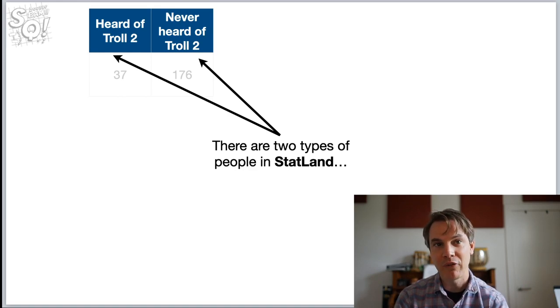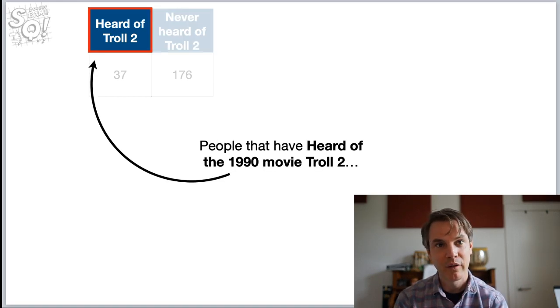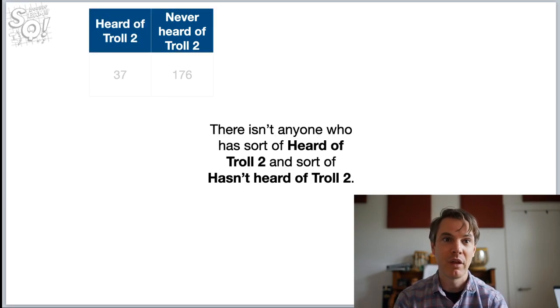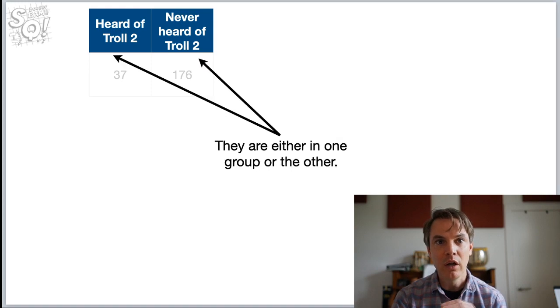There are two types of people in Statland. People that have heard of the 1990 terrible movie Troll 2, and people who have never heard of Troll 2. There isn't anyone who's sort of heard of Troll 2 or sort of hasn't heard of Troll 2. They're either in one group or the other. Each person has either heard of Troll 2 or they have never heard of Troll 2. They may not remember that they've heard of Troll 2, but they've heard of it.